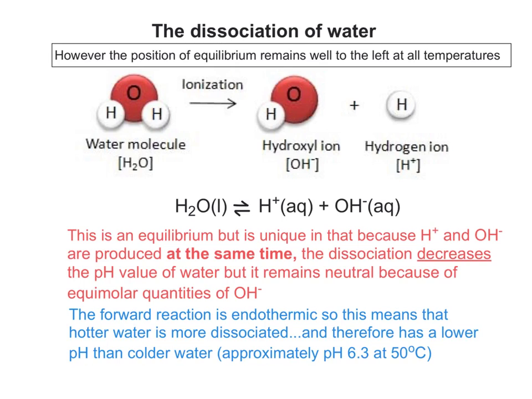But it's important also to remember that the position of equilibrium will remain well to the left at all temperatures. So in essence, water doesn't really dissociate very much at all. So the degree of dissociation of water does not influence the general pH level to a great degree.